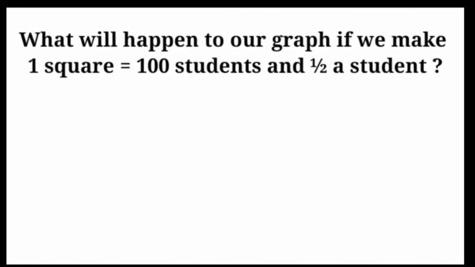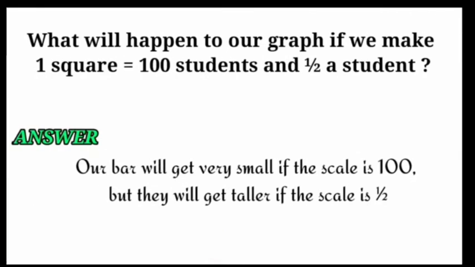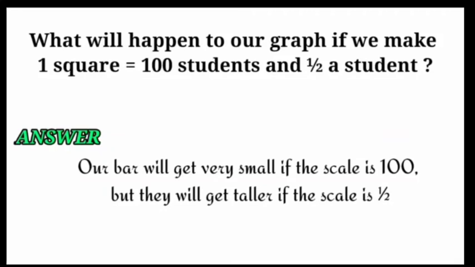What will happen to our graph if we make 1 square equal to 100 students and half a student? Now our bars will get very small if the scale is 100, but they will get taller if the scale is small. If the scale is small, they will get a taller graph. Now if the scale is 100, it is very small. This is the difference.